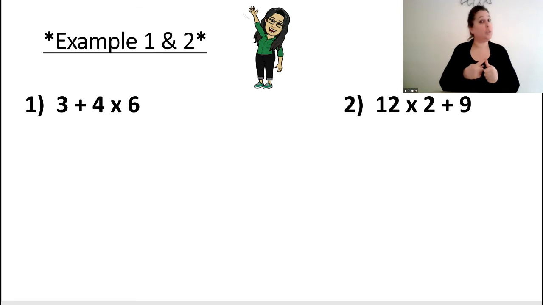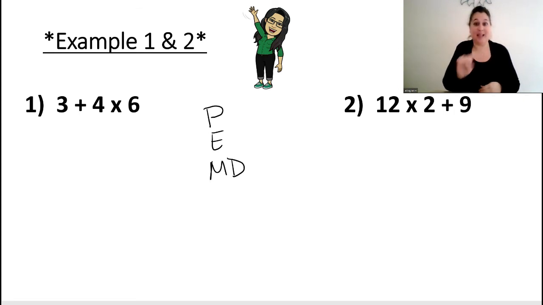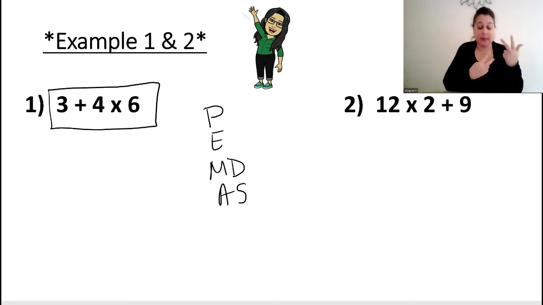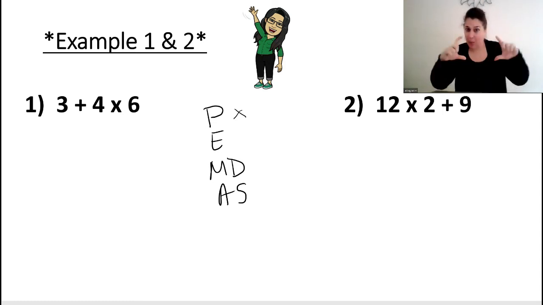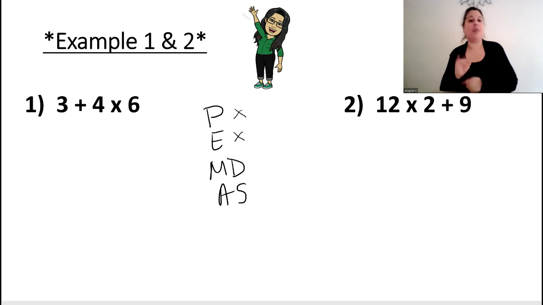Now let's start practicing these. So I have two examples right here. The first thing we're going to want to do is write out our acronym letters, PEMDAS. So I have this problem right here, 3 plus 4 times 6. I'm going to want to ask myself, do I see any parentheses? No, I don't see any parentheses. Do we see any exponents for this one? Nope, no exponents. Do I see any multiplication or division? Yes, I see multiplication. So let's do that part first.